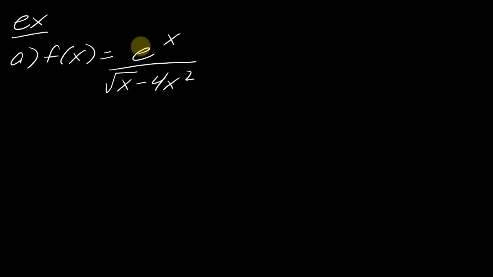So in this case, I've got e to the x divided by the square root of x minus 4x squared. So this is going to require that we use a couple of the rules. So we're going to use the quotient rule to kind of guide us here. So to take this derivative, first I take the derivative of the top function. So I take the derivative of e to the x, which is just e to the x, and I multiply that by the bottom function.